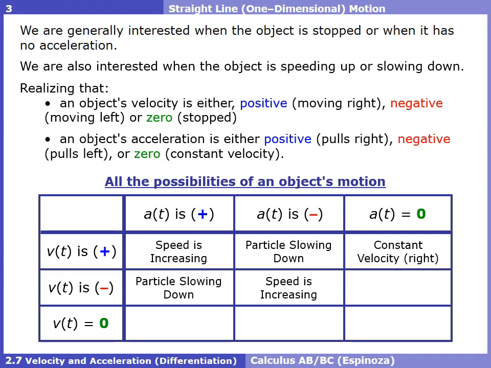In the last case, if velocity is negative and we're moving to the left and acceleration is 0, all we know again is we have constant velocity, but we're moving to the left because velocity is negative.